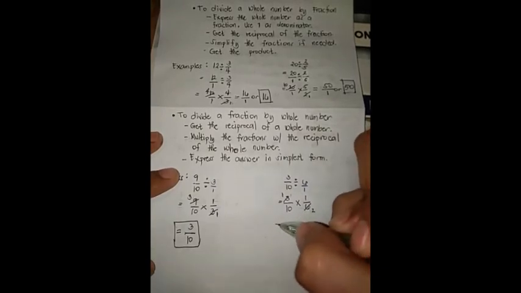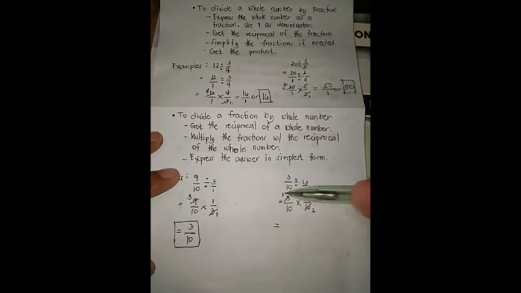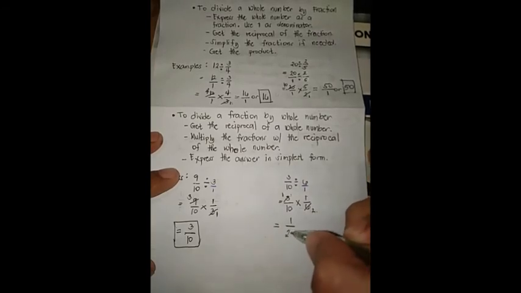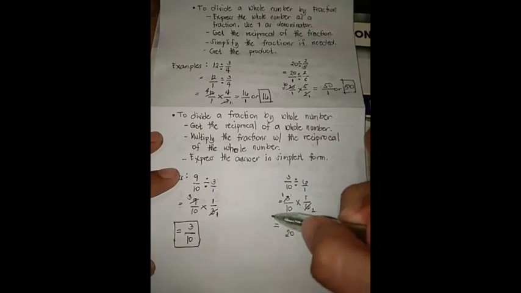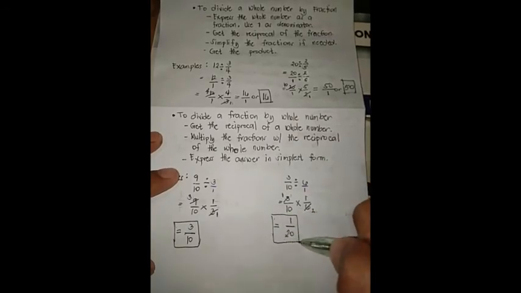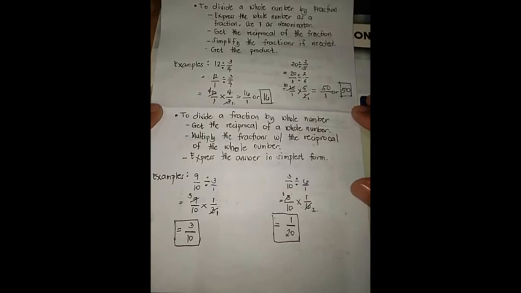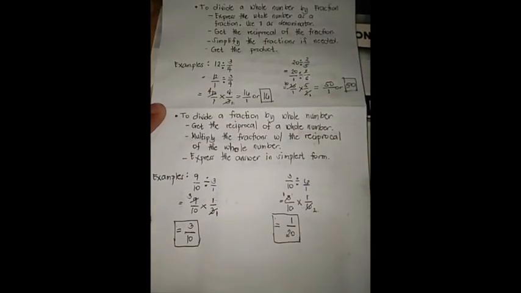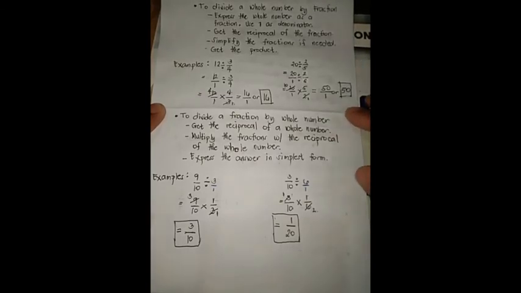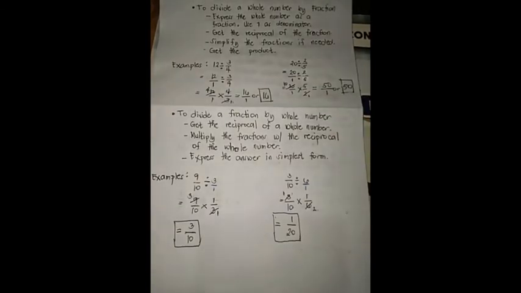Next is we will now multiply the fraction. 1 times 1, we have here 1. And 10 times 2, we have here 20. Therefore, our final answer is 1 over 20 since hindi na siya pwedeng masimplify or ma-reduce into lowest term. Yan yung pagkakaiba ng dalawa. Hope na ma-identify nyo, ma-analyze nyo, at huwag kakalimutan. Napakadali lang, division of fraction.